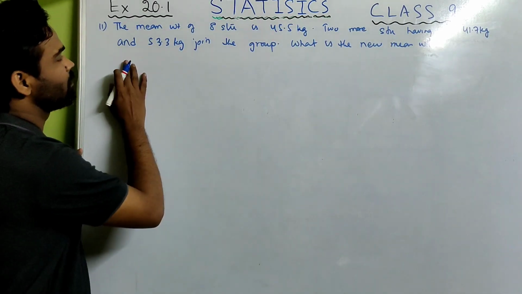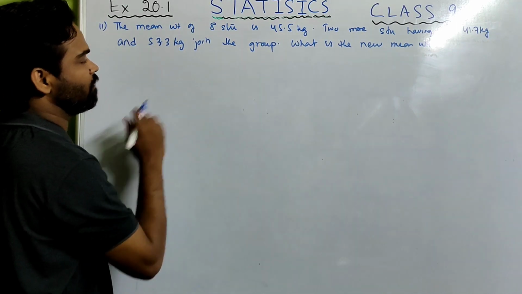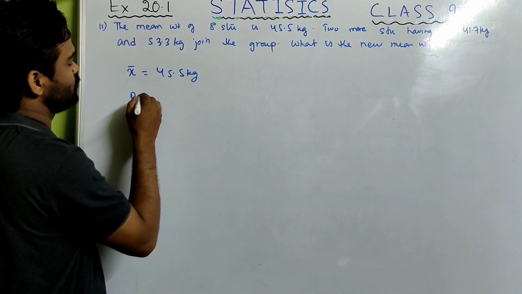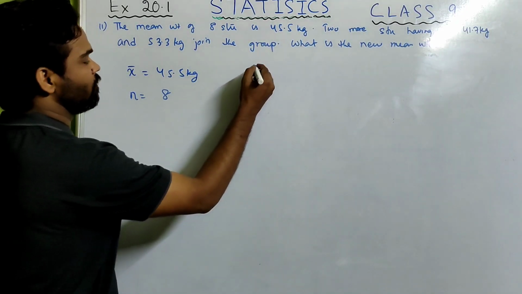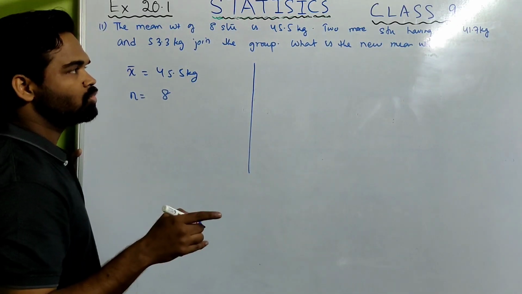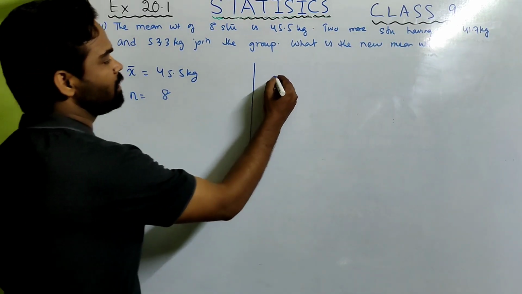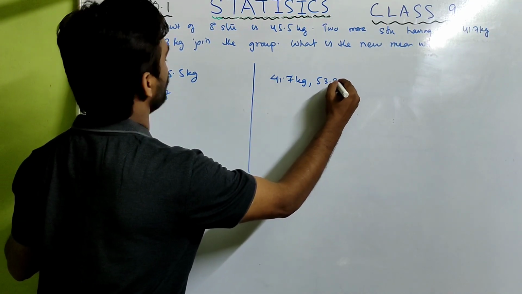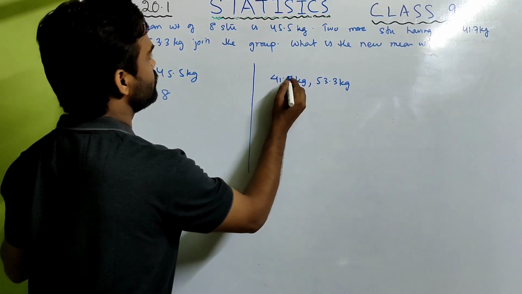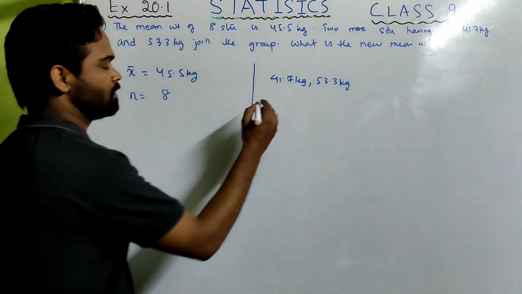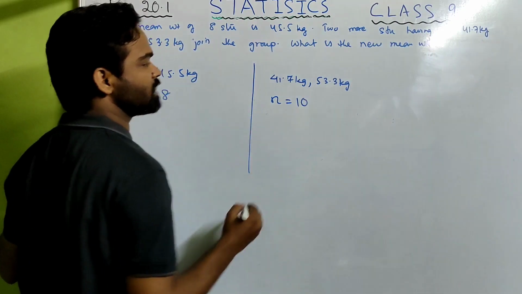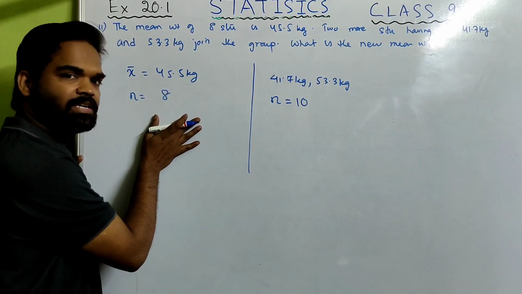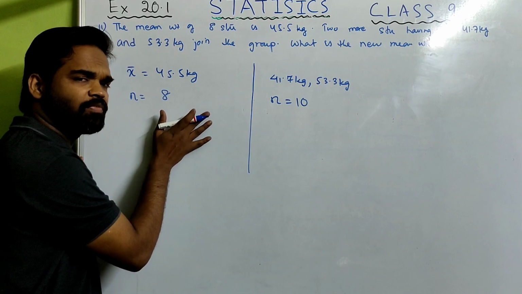Now look at 11. The mean weight of 8 students is 45.5 kg. So the number of students is 8, and the mean weight is 45.5. 2 more students having weight 41.7 kg and 53.3 kg join the group. What is the new mean weight? So now the number of observations becomes 10. Okay, we need to find the mean weight of 10 students. Mean weight of 8 is given, so you just need to find the sum of weight of 8 students.